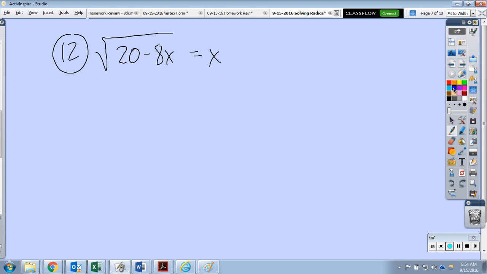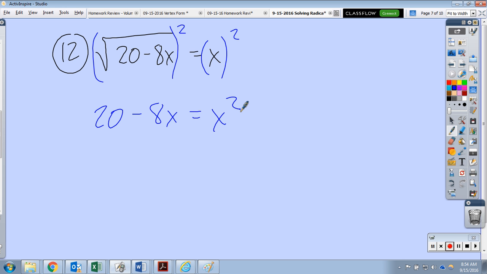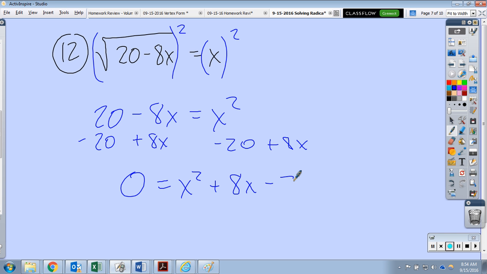All right, here we go. Square both sides. I'm going to leave the original in black. So we get 20 minus 8x is equal to x squared. I'm going to subtract 20 and add 8x to each side. So I'm going to get 0 equals x squared plus 8x minus 20. I'm just going to rearrange it so it's in the order that I want. As long as you have an equivalent equation, that's fine.